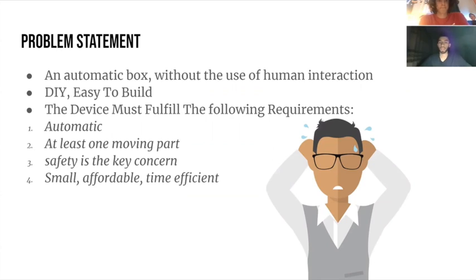So for the problem statement, it's basically the reason why you're making a project. In our case, the problem statement was a DIY project. It has to have a moving part, and more importantly, you shouldn't be touching the box. So it's basically an automatic box with at least one moving part, in our case a lid. And it should be small, affordable, and time efficient.